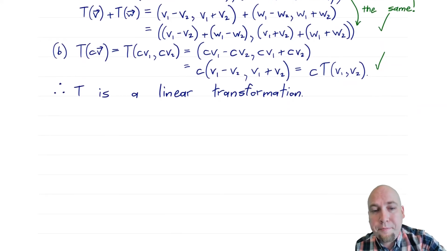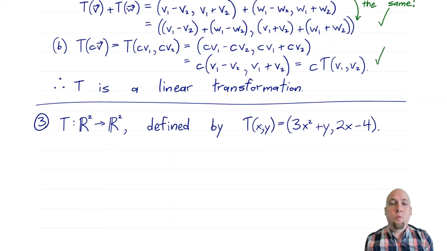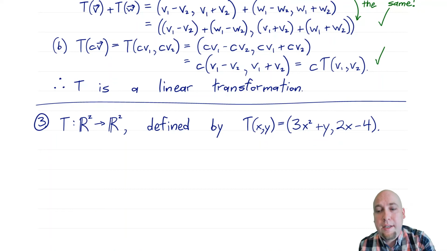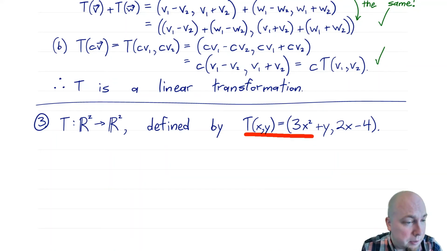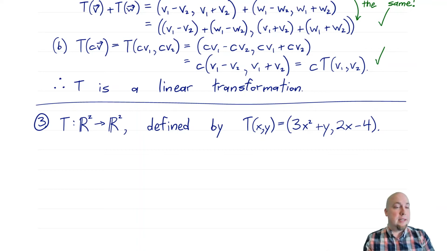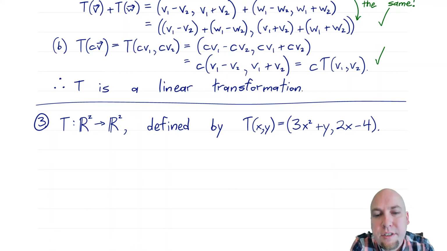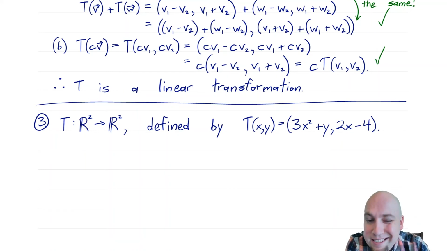All right, let's do one last example here. This time it's a linear transformation from 2 dimensions to 2 dimensions again, but it's defined by this weird formula. It's sending the vector xy to 3 times x squared plus y, and then 2x minus 4. So again, this is a function. It's a rule for sending 2-dimensional vectors to 2-dimensional vectors. The question is, is it a linear transformation?